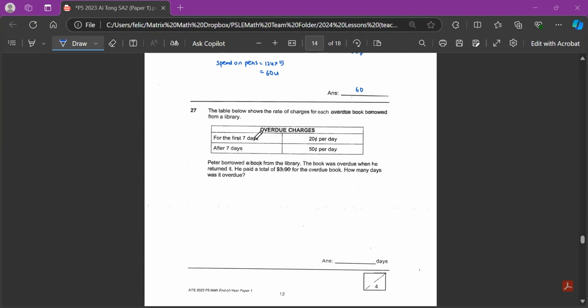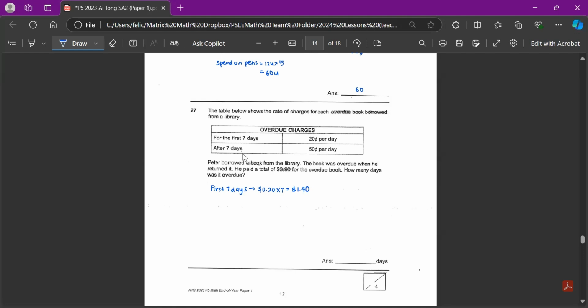For this question, definitely your first 7 days have to be involved in the calculation first. No matter what the amount that you're paying for the overdue charges, the priority is to take the first 7 days into calculation first, not the after 7 days. So we're going to calculate for the first 7 days how much he owed the library. The first 7 days altogether is definitely still less than 390. For the first 7 days, it is 20 cents per day, so I'll just put 0.20 times 7. This is $1.40 for the whole of that first 7 days.